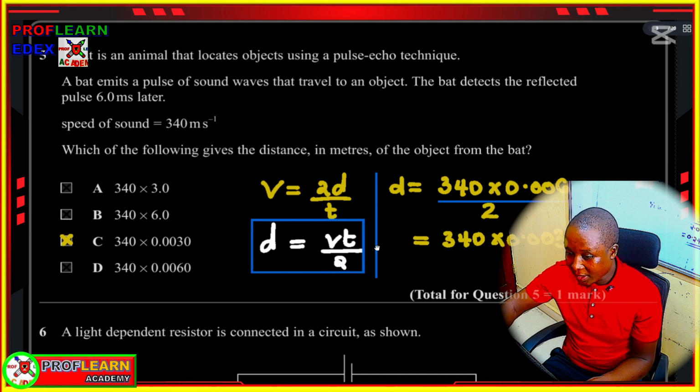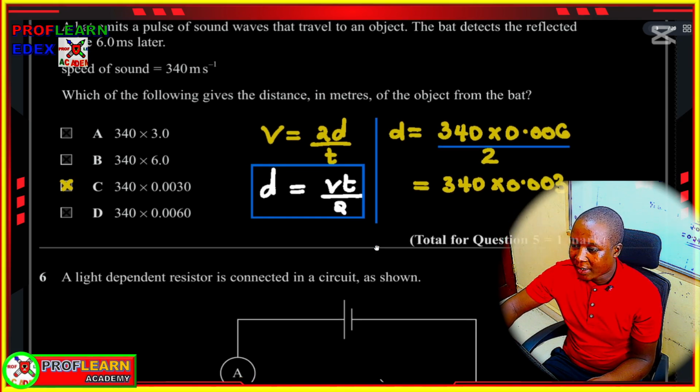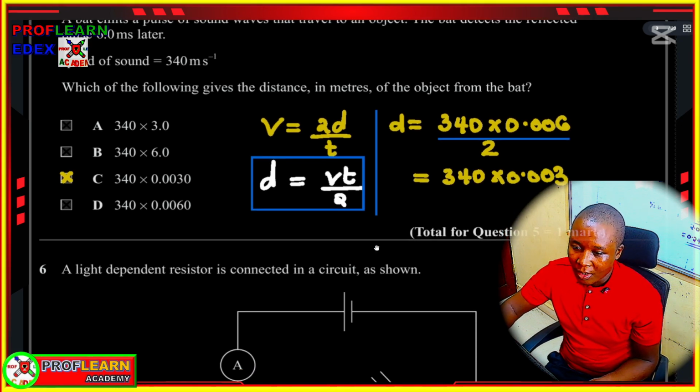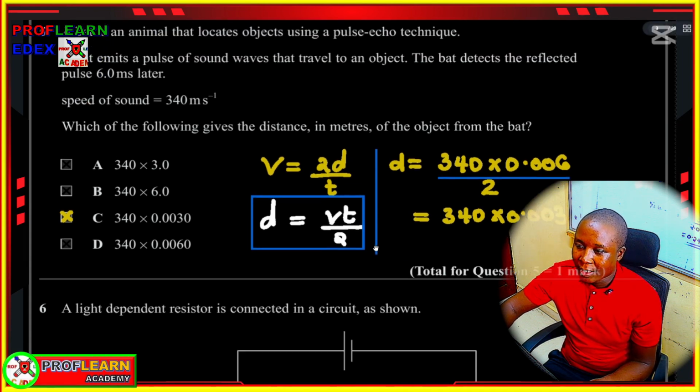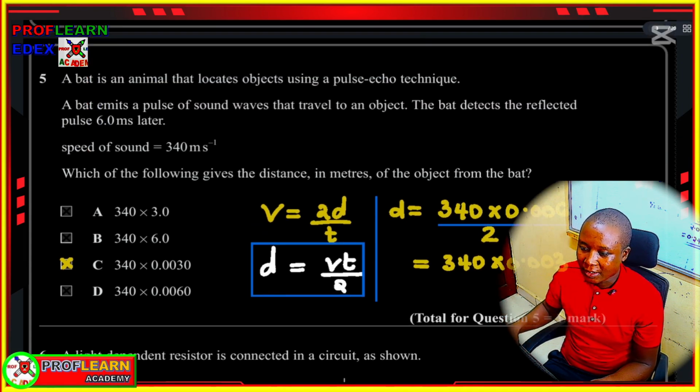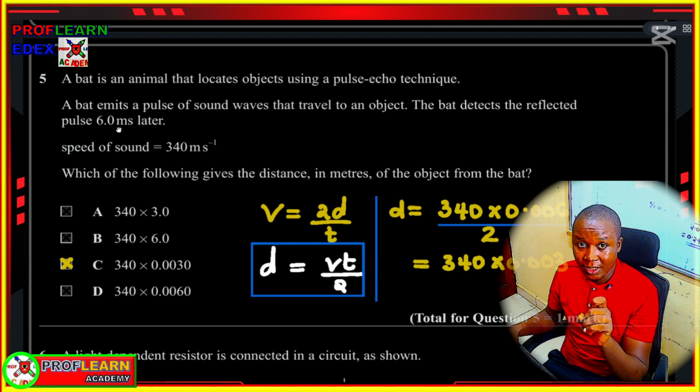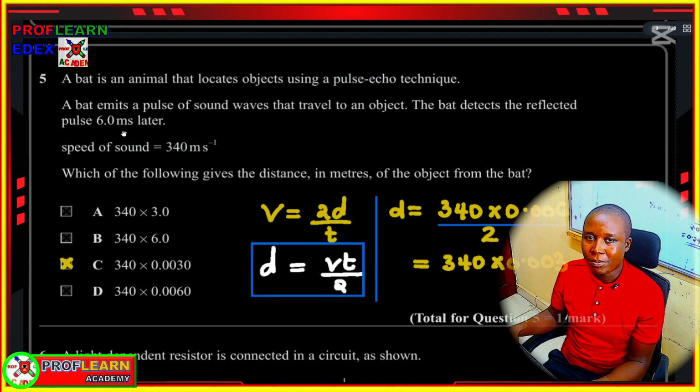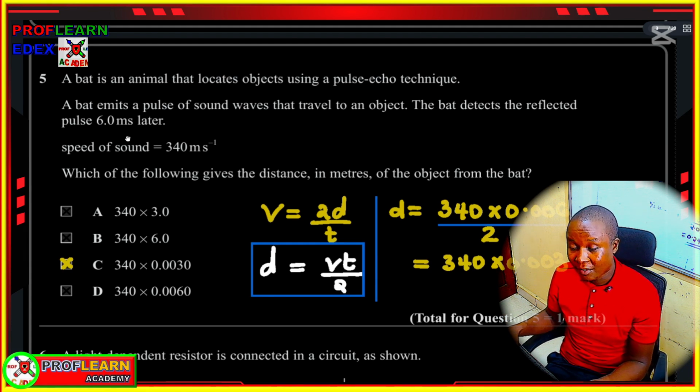And if you work it out, you are going to get our answer equivalent to 340 times 0.0030. So the trick here was understanding this formula, and also appreciating the fact that the time was given in milliseconds, and milliseconds will be 10 raised to power -3 multiplied by this time that was provided.